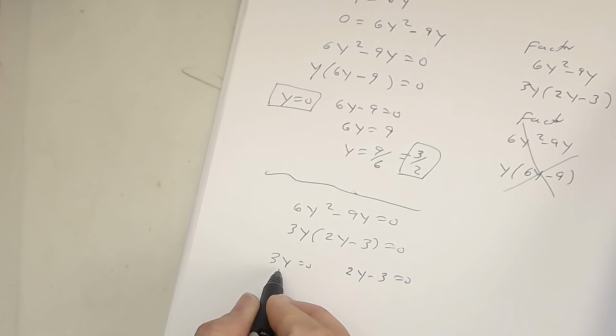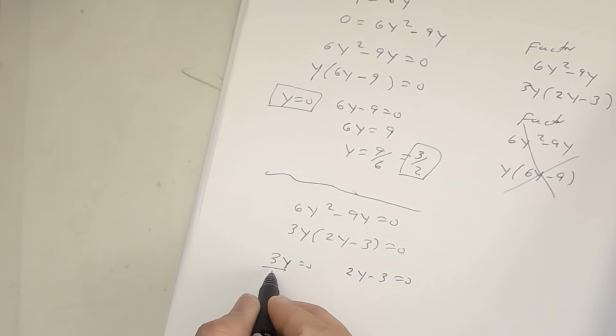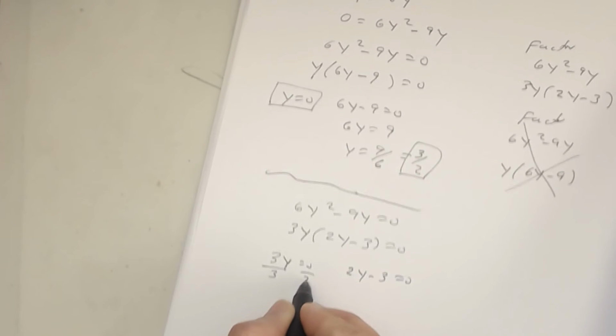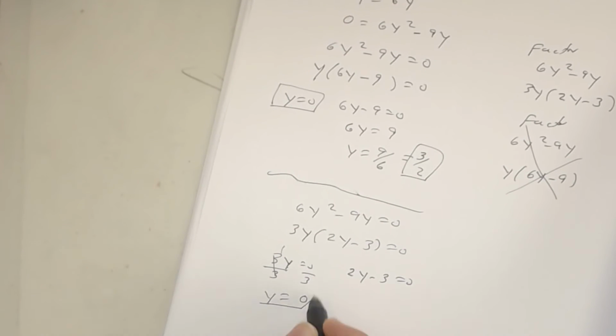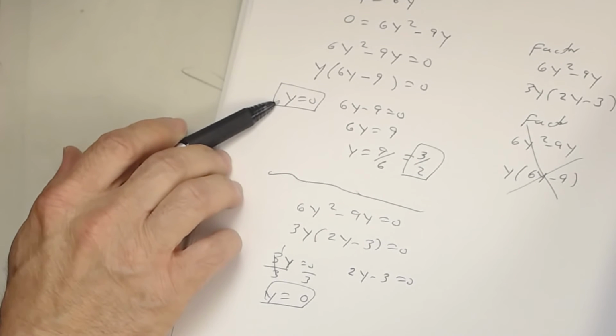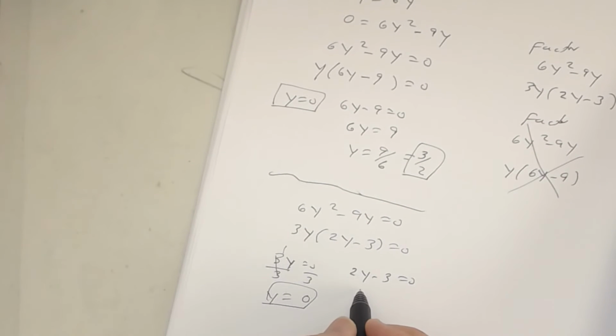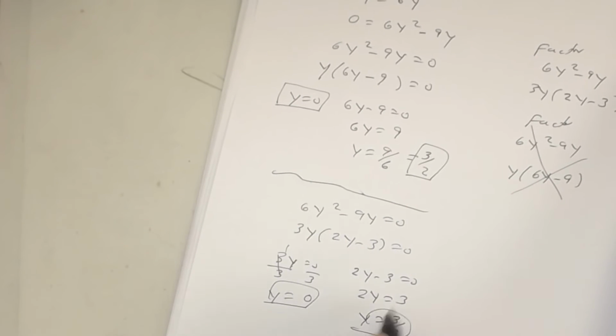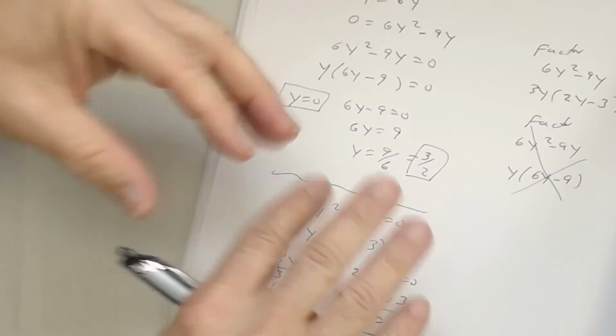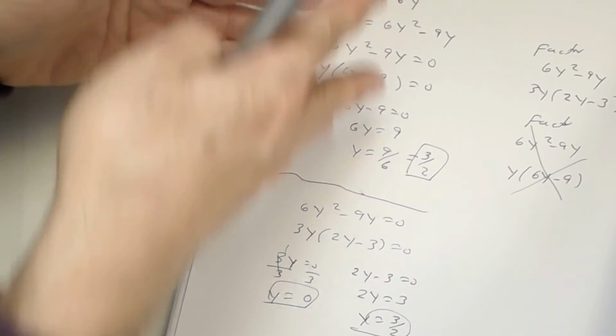And how do I get y by itself over here? Divide by 3, because right now I'm multiplying by 3, right? So what's y? 0, which is what we got here. Over here, how do we get y by itself? Add 3 to both sides. So 2y equals 3. So therefore, what's y? 3 halves, which is what I got here. Okay? So when you solve, it doesn't matter if you factor completely in the solving process.